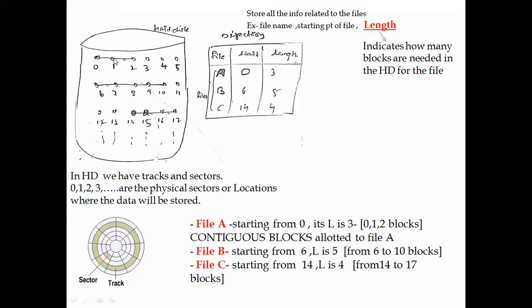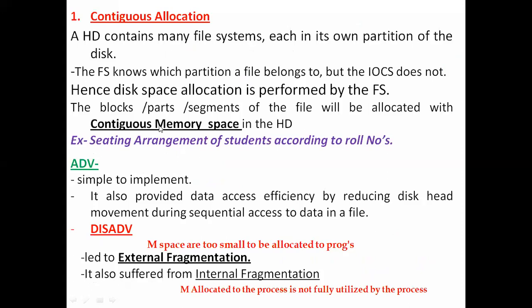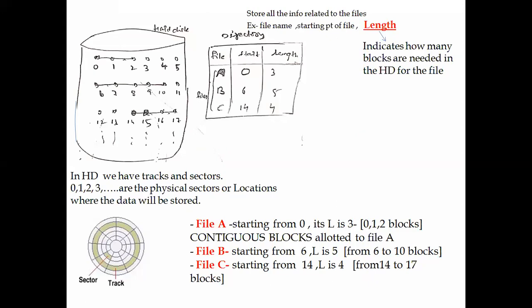So using this hard disk diagram as well as the directory entries, you can easily explain the contiguous allocation of disk space. Okay, hope I'm clear with this.